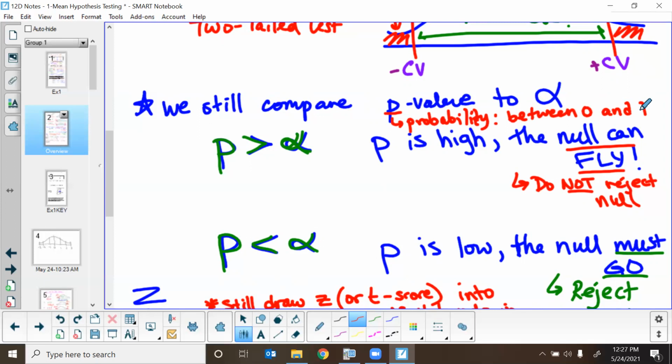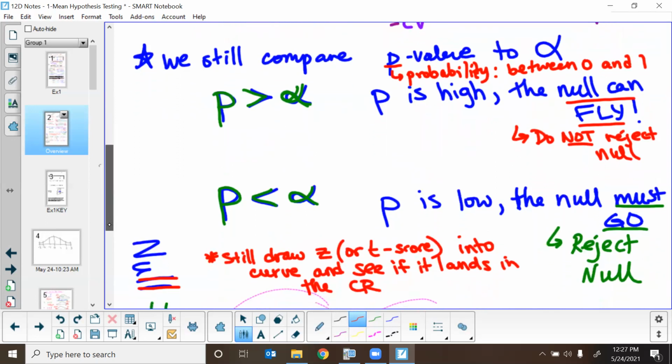Okay, so you're still going to compare the p to the alpha, just like we did before. If the p is high, the null can fly, and we don't reject the null. If the p is low, the null must go, and we do reject the null. And we're still going to draw the z or t-score into the curve, and it should agree with whether the p is high or low. Okay. So you can look at the next video for some actual examples.